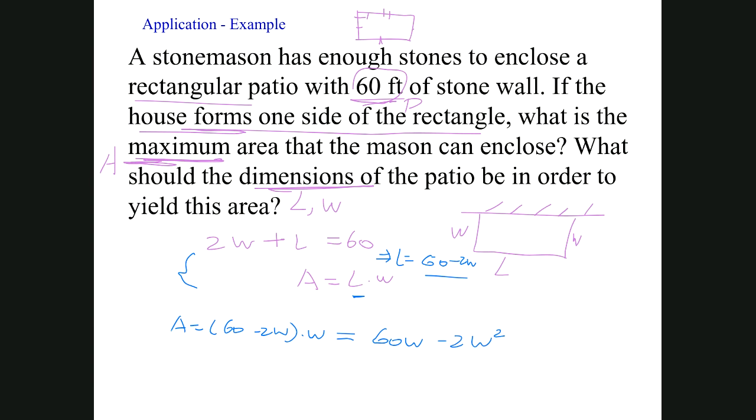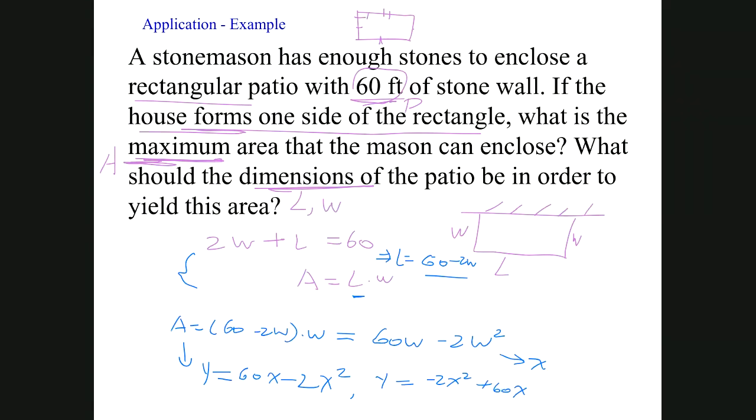So this is the equation. If you do not know how this looks, you can change A into Y and W into X. So how does this look? I will have 60X minus 2X squared. Okay, so this looks a little bit more familiar, right? So this is a quadratic equation. And if I write it in descending order, I will have negative 2x squared plus 60x.